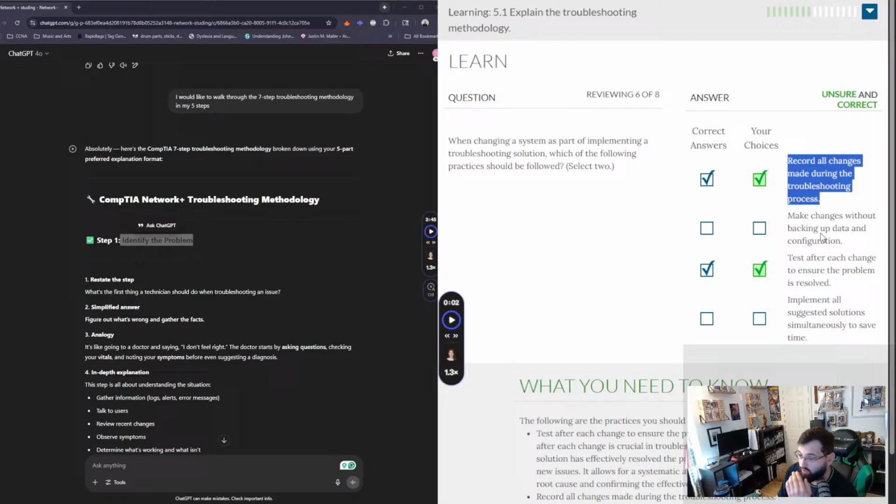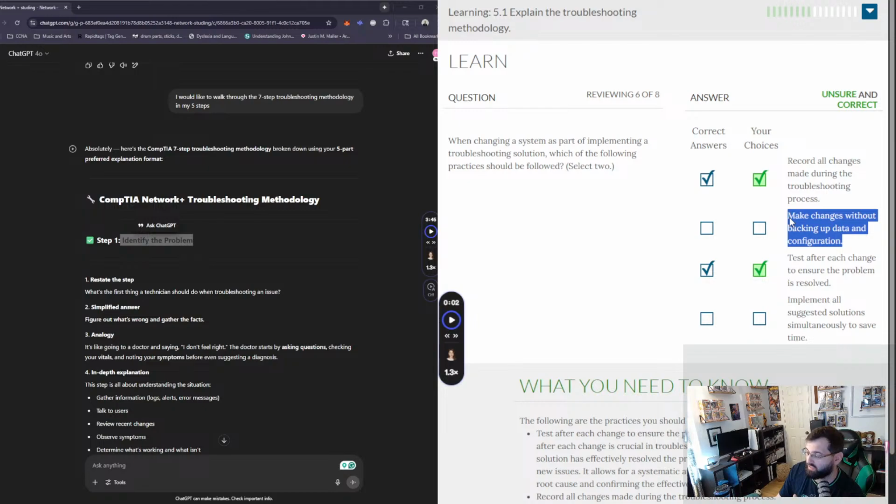If it's an issue that is constantly happening, especially if it's a big issue, and you document the troubleshooting that you did and say that it did not work, the next technician is going to see that, and it's going to save a lot of time. Make changes without backing up data. That's just ridiculous. You never make changes without backing up data.